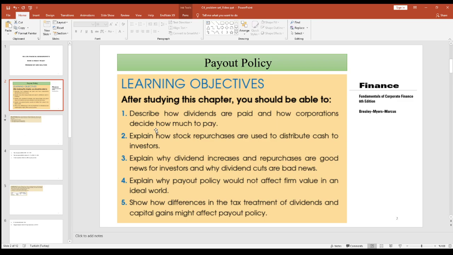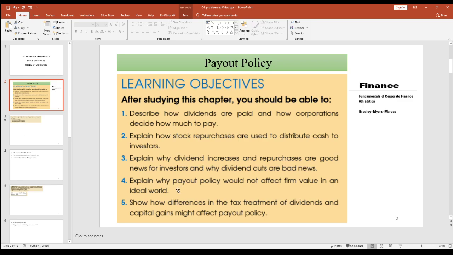So briefly, let's take a look at the objectives. Describe how dividends are paid and how corporations decide how much to pay. Second objective, explain how stock repurchases are used to distribute cash to investors. Third objective, explain why dividend increases and repurchases are good news for investors and why dividend cuts are bad news.